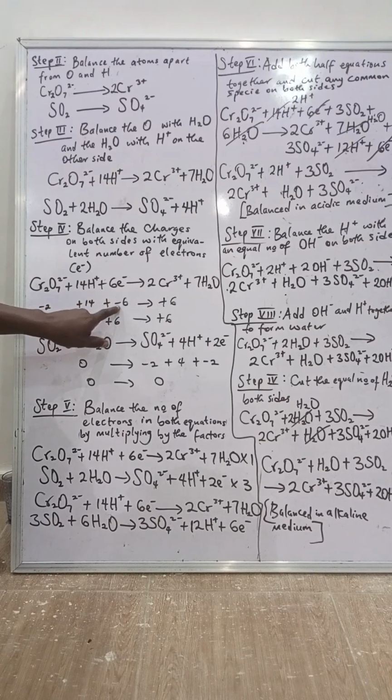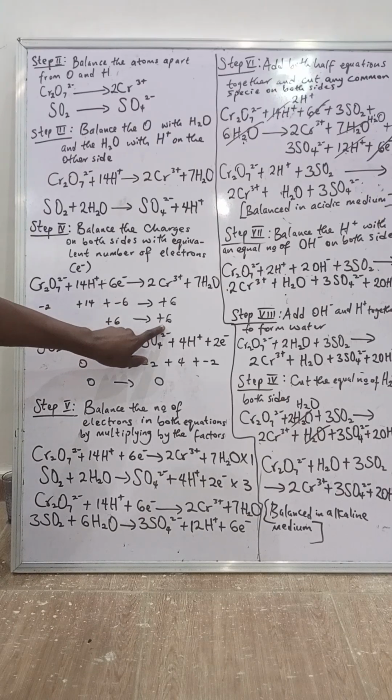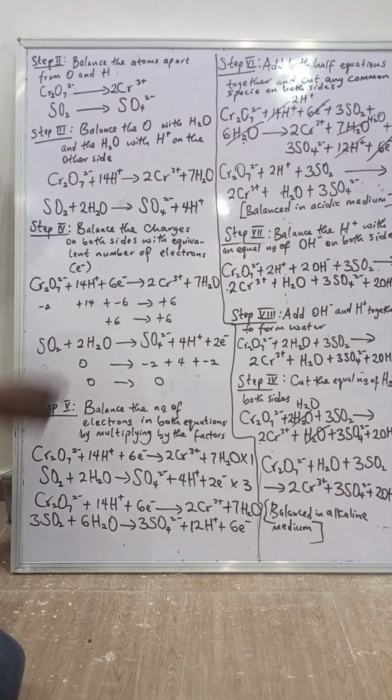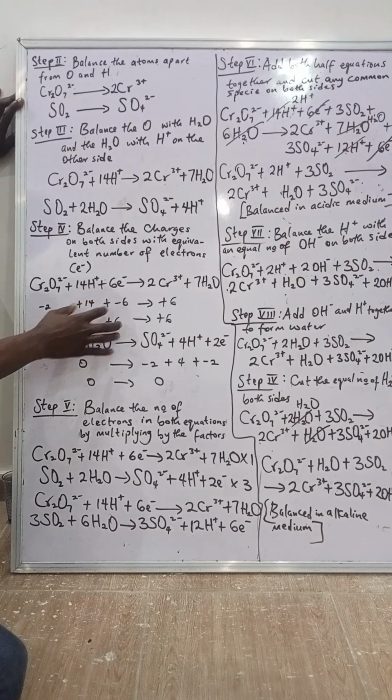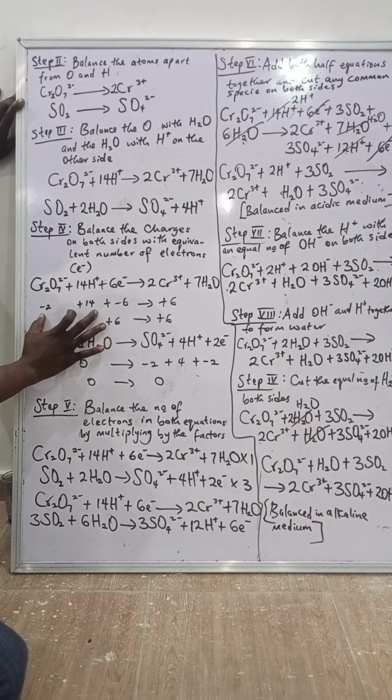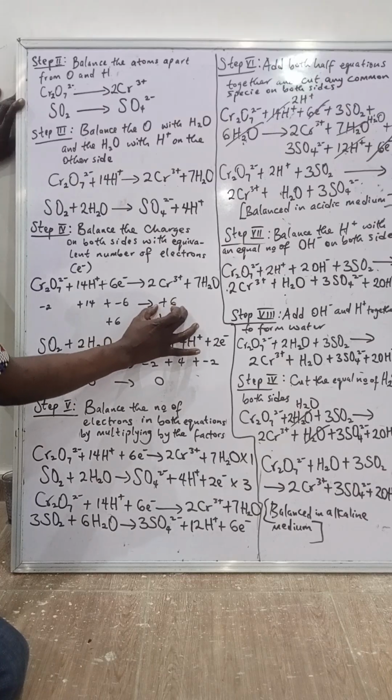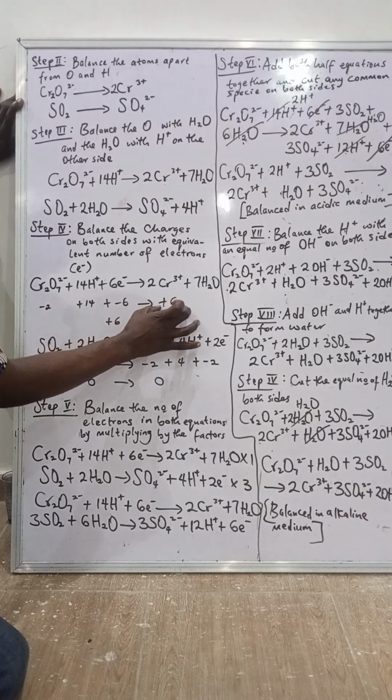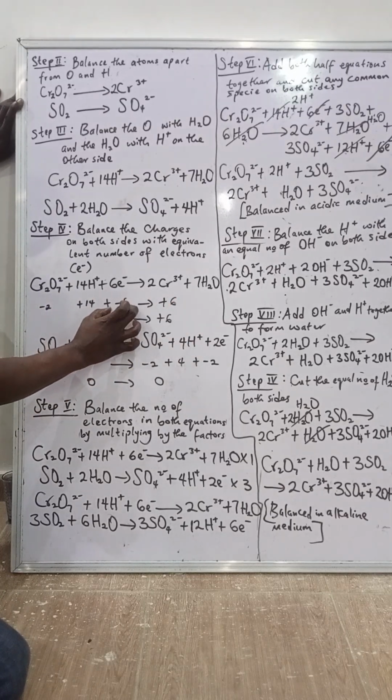Plus 12 plus minus 6, that's plus and minus minus. Plus 12 minus 6 is plus 6. So, plus 6 is now equal to plus 6. Now, the reason why we added 6 electrons is because we notice here we have plus 12 and here we have plus 6. So in order to make plus 12 to be equal to plus 6, we add 6 electrons.